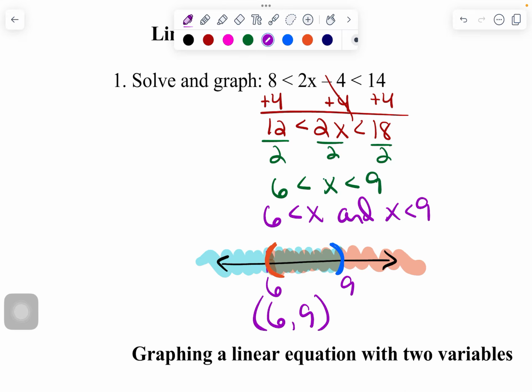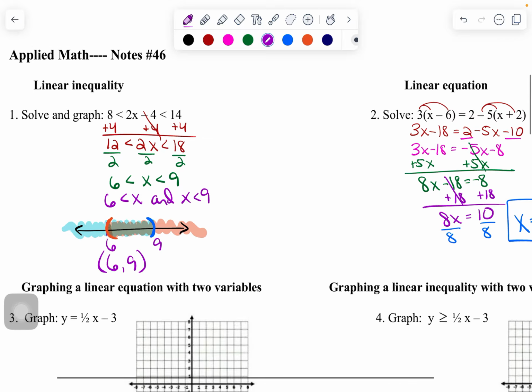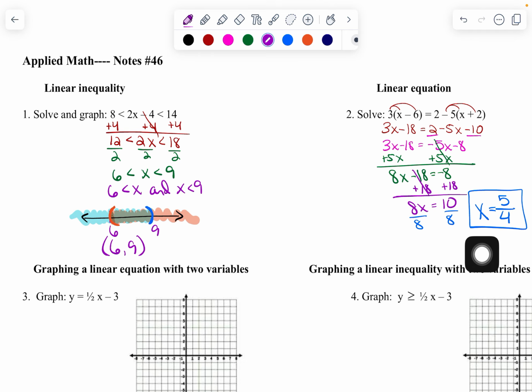All right. So with an equation, we have one specific value that makes our equation work, okay? With an inequality, we're looking for a whole range of numbers, and so that's why we shade the number line and we do our interval notation, okay? So what we're going to start doing is we're going to start graphing linear equations and linear inequalities.